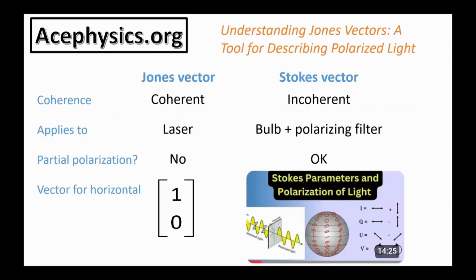In a previous video, we explained Stokes vectors, which describe both fully and partially polarized light. The link to the video is in the description. Here's a picture of the thumbnail. This video will focus on Jones vectors, which are used for coherent light like lasers. Unlike Stokes vectors, which have 4 dimensions, Jones vectors are 2-dimensional and only apply to fully polarized light. The Jones vector shown here represents horizontal polarization.